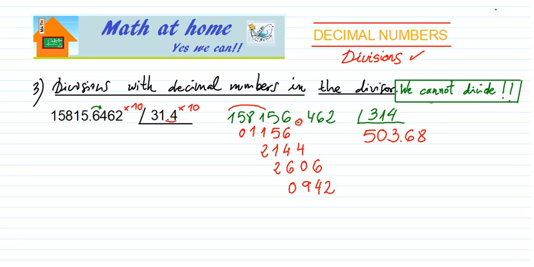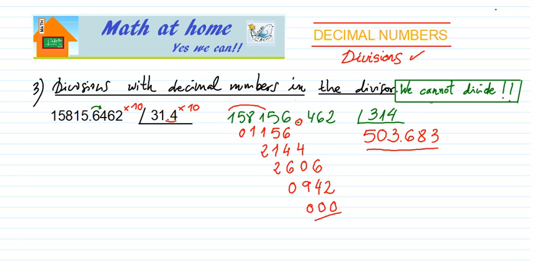How many times is 314 in 942? 3 times. 3 times 4, 12 to 12, 0. 3 times 1, 3 plus 1, 4 to 4, 0. 3 times 3, 9. So our division is exact, and this is our result.